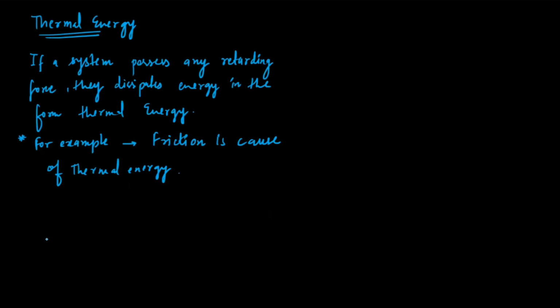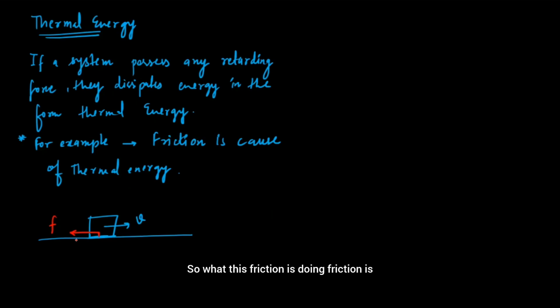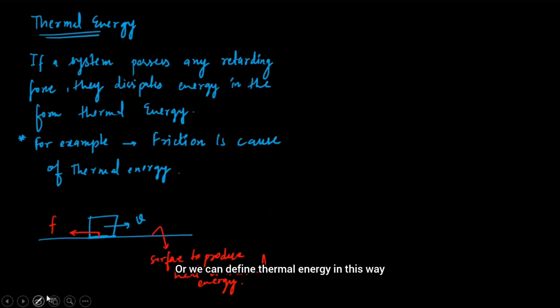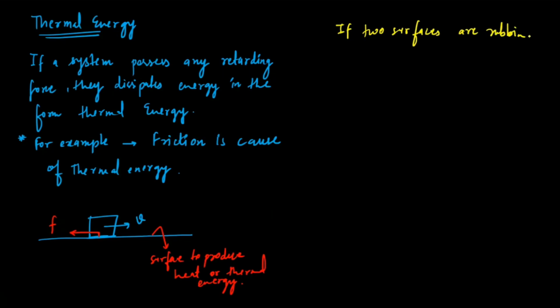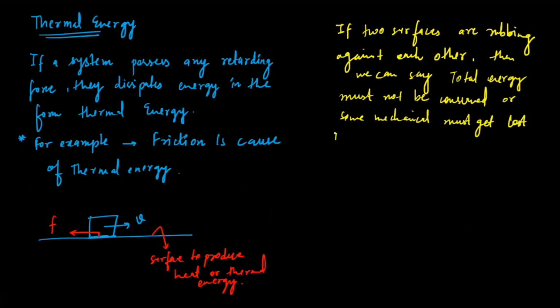Are you getting it? For example, if an object is sliding, friction is continuously acting in the backward direction. Friction is opposing the motion, and as it opposes the motion, it causes the surface to produce heat or thermal energy. Or we can define thermal energy in this way: if two surfaces are rubbing against each other, then total mechanical energy is not conserved, and some mechanical energy must get lost in the form of heat.